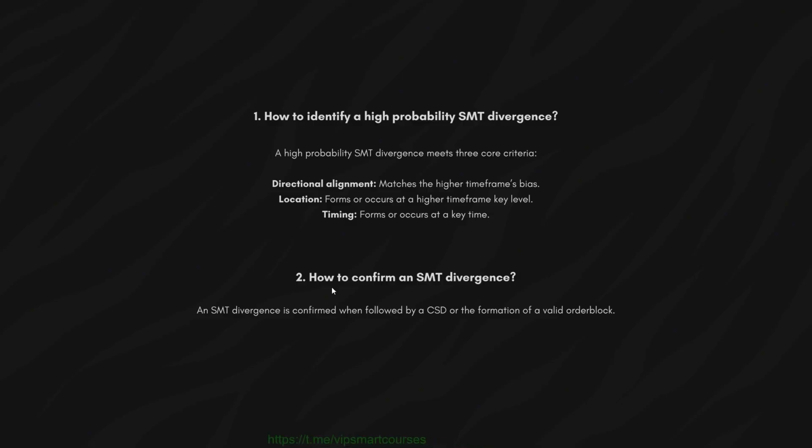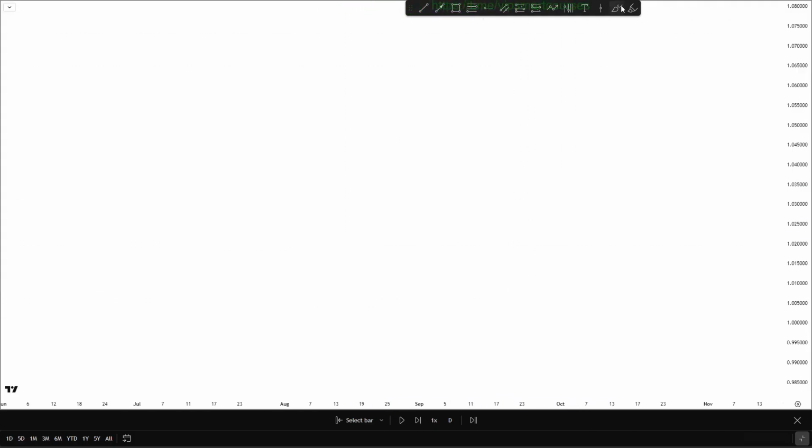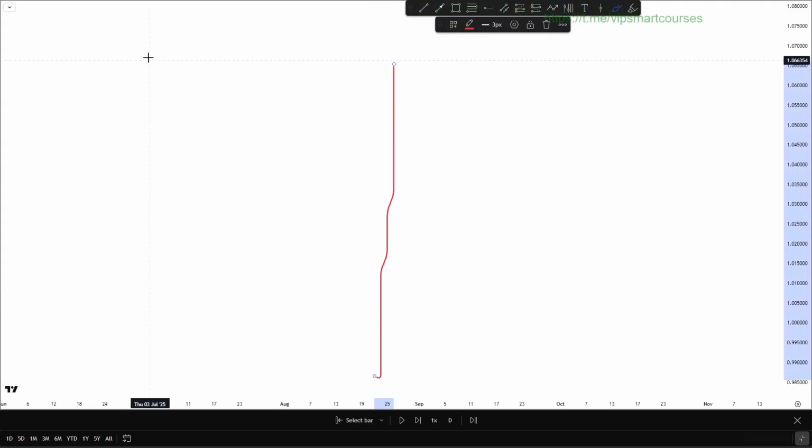And the second question is how to confirm an SMT divergence. The answer is that an SMT divergence is confirmed when it is followed by a valid CSD or the formation of a valid order block relative to its lower time frame based on time frame alignment. Now let me show you some examples. Let's say we've got two correlating assets, asset A and asset B, and they are moving in this sort of fashion.